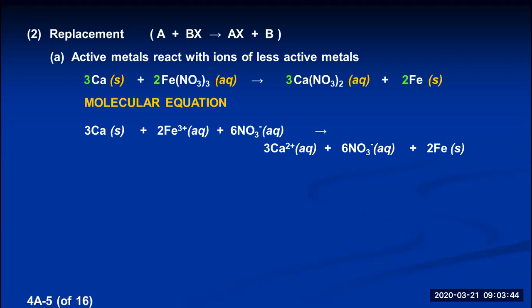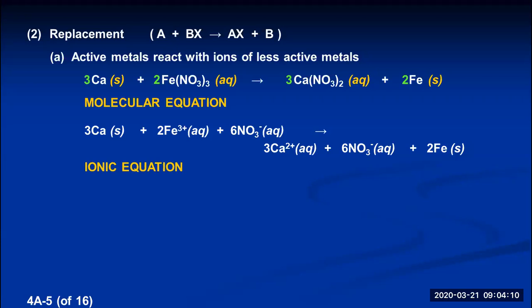If you've improved this equation by writing it more accurately, and we do that by ionizing or dissociating electrolytes, we call that an ionic equation. This is the ionic equation for the reaction between calcium metal and a solution of iron 3 nitrate. Now, if you look at this equation, you may notice that there are 6 nitrate ions on the reactant side and there's 6 nitrate ions on the product side.